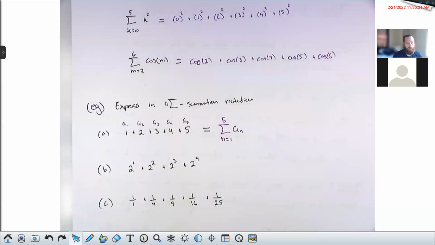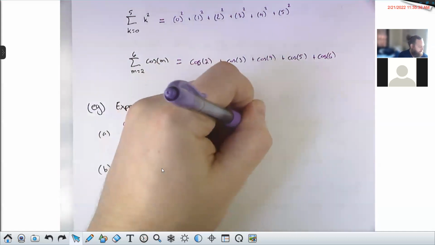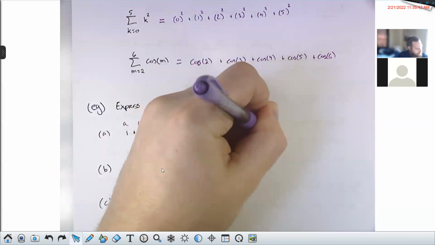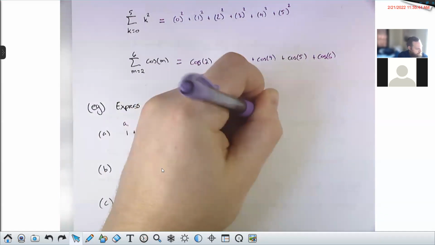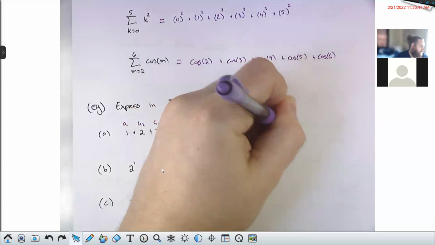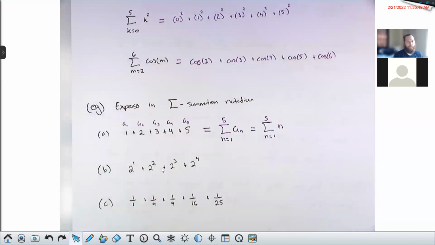Because A1 is 1, A2 is 2, A3 is 3, A4 is 4. If AN was 1, then these would all just be 1s. So we would say this is sigma n from 1 to 5 of n itself. And if you were to start with this and expand it out using the logic that we used on the previous example, this would be 1 plus 2 plus 3 plus 4 plus 5, right? Because you plug in 1 for n, and then you add that to what you get when you plug in 2 for n, and you continue on like that.